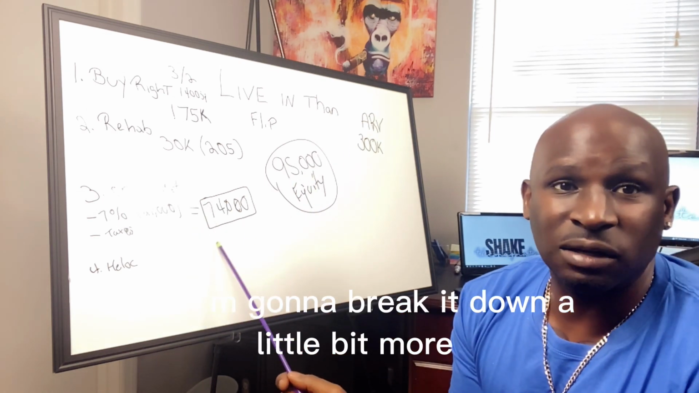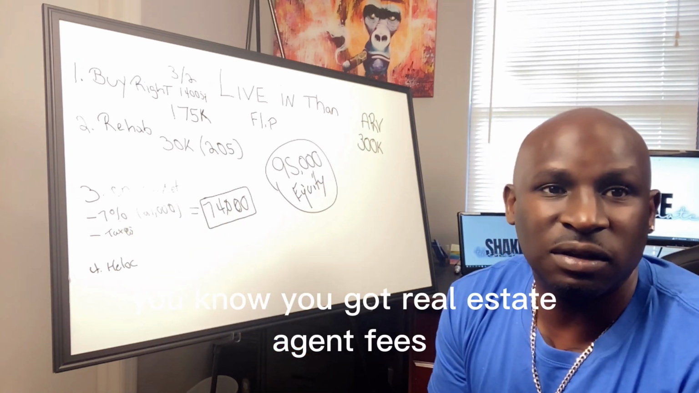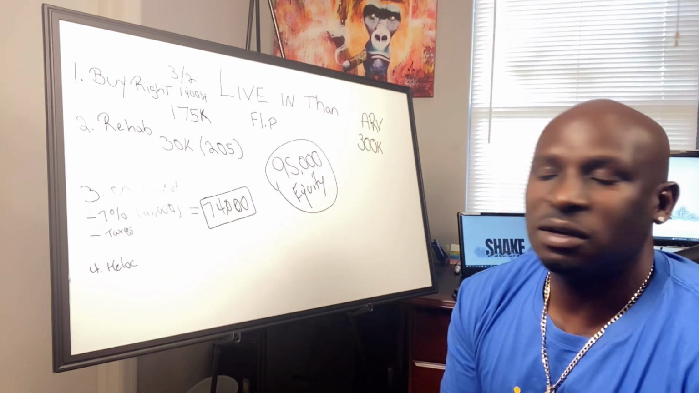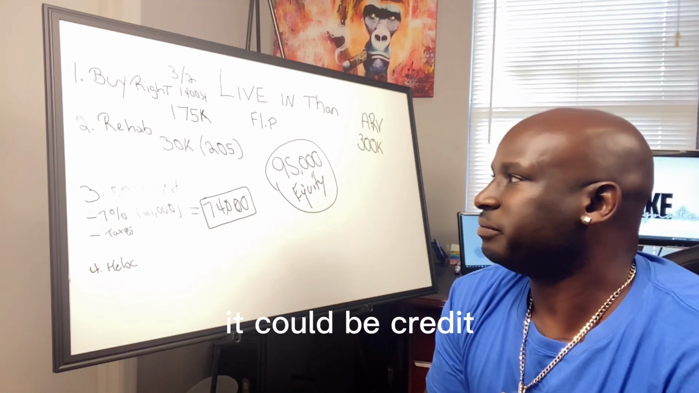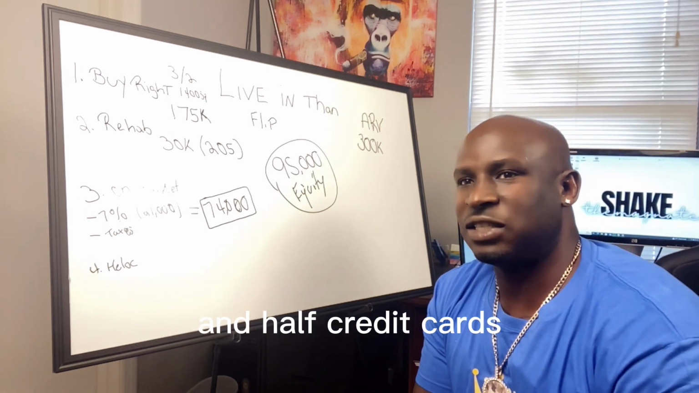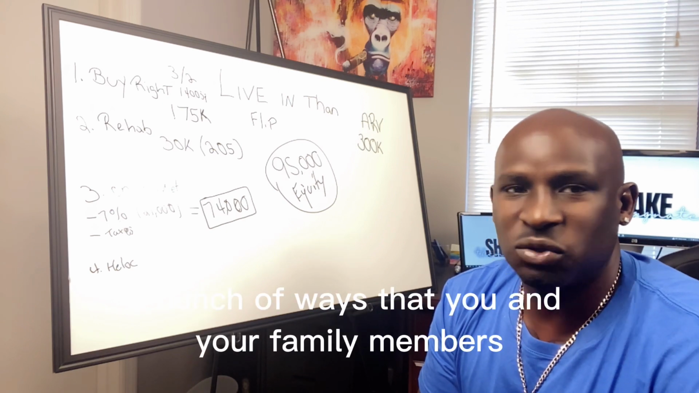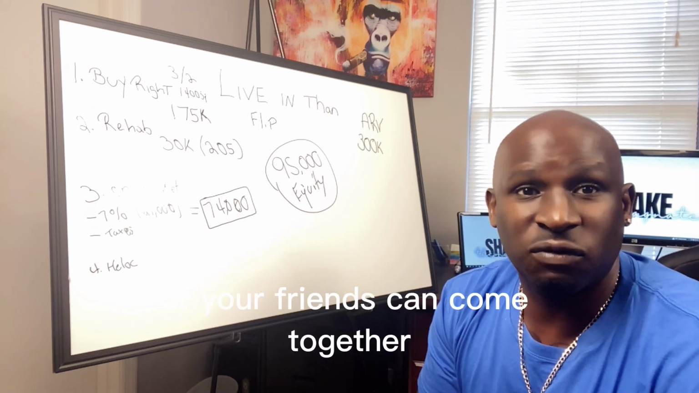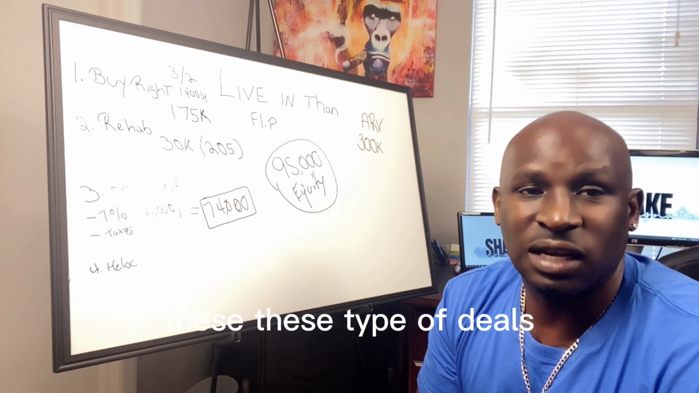Now I'm gonna break it down a little bit more, because once you put it on the market, you've got real estate agent fees and things of that nature. But if you guys can come together, it could be credit. It could be credit cards. It could be half cash and half credit cards. It could be a bunch of ways that you and your family members or your friends can come together and start doing these type of deals.